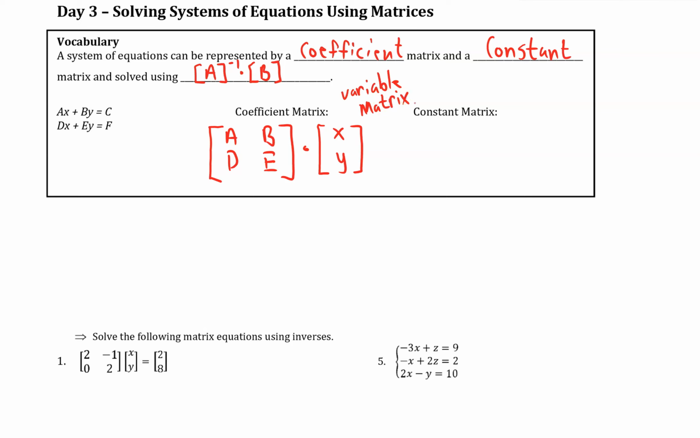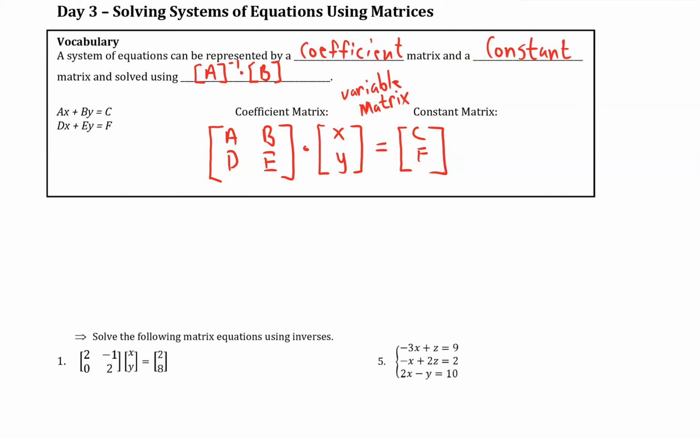So we have our variable matrix, and if we think about multiplying matrices, it's the first row times the column. Well, A times X plus B times Y. That's what we have here. And D times X plus E times Y. So we're just breaking this into a coefficient matrix and a constant matrix. And the constants would be C, F.